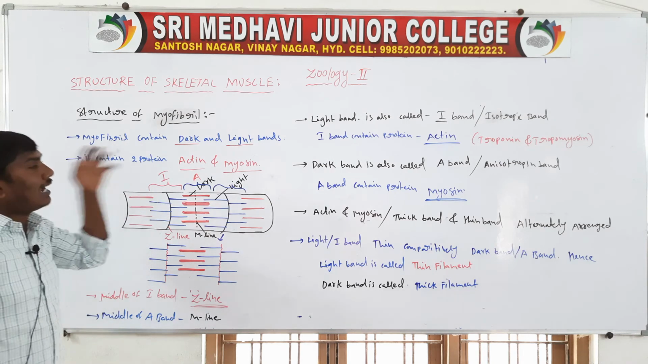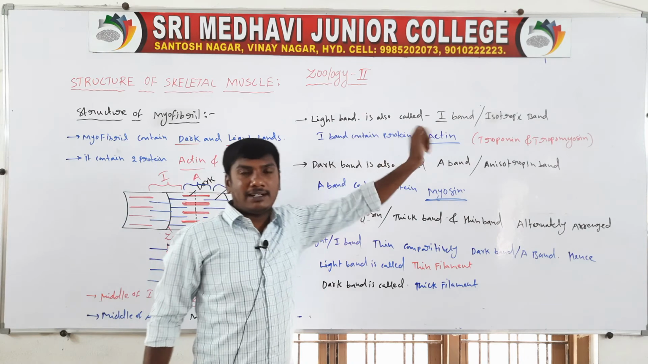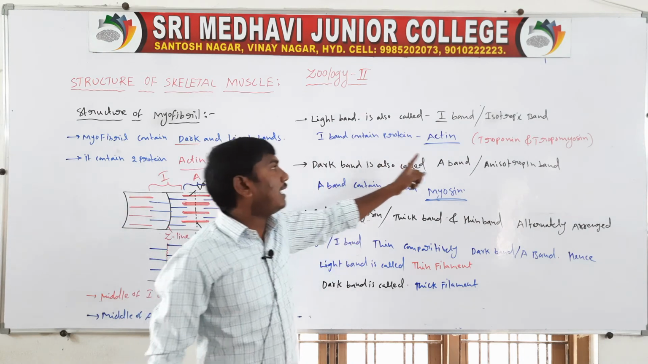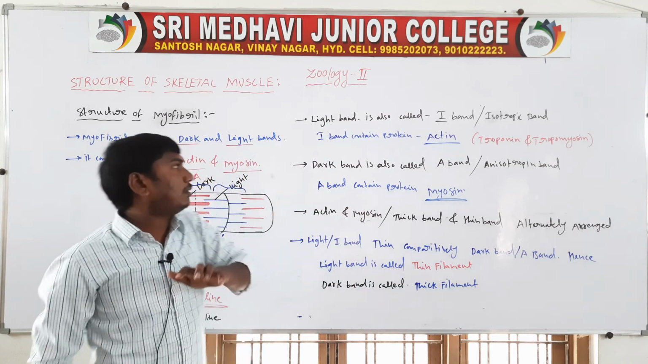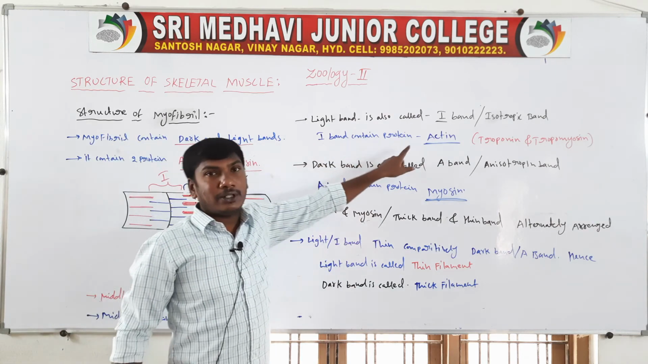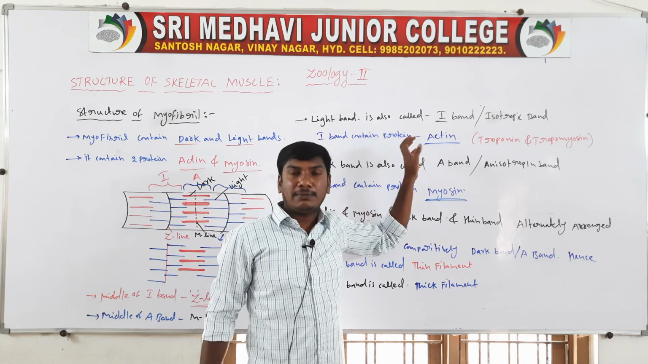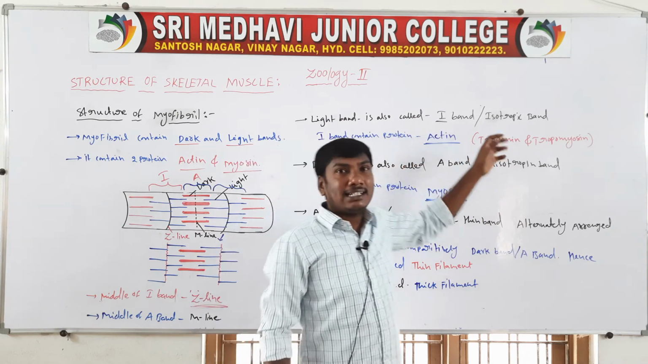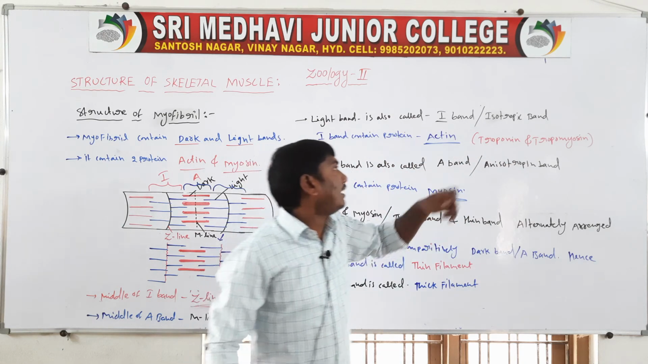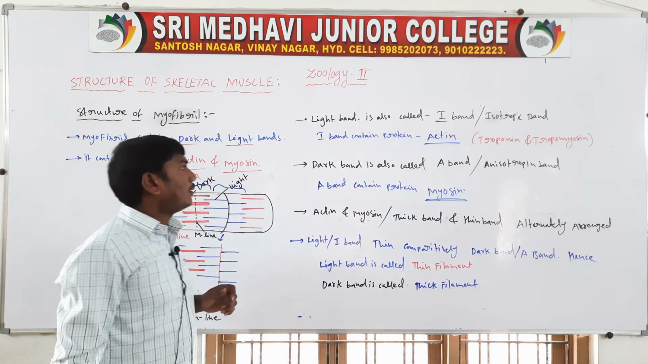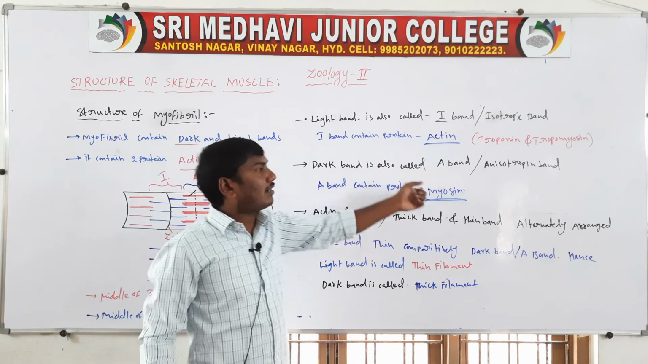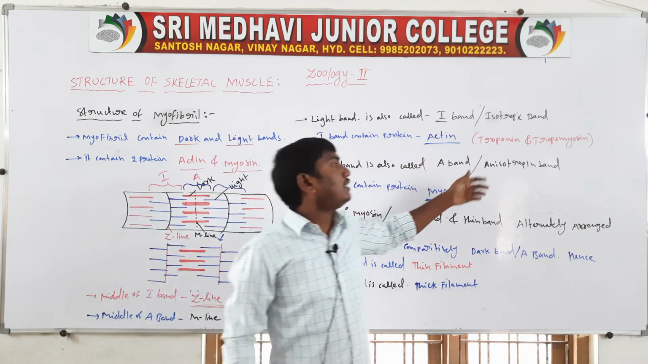The light band is called the I band, or isotropic band. The I band contains the protein actin. Actin has two regulatory proteins, troponin and tropomyosin.